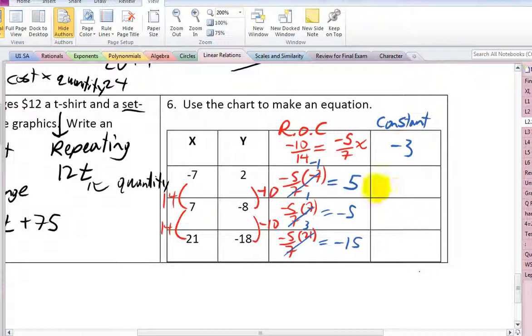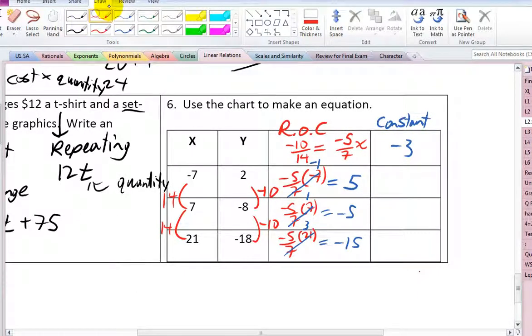-3. Okay, so let's double check that by filling out the chart. -3 equals 2, -3 equals -8, -3 equals -15. So your equation is y equals -5 over 7 times x. Make sure x is not written in the denominator.